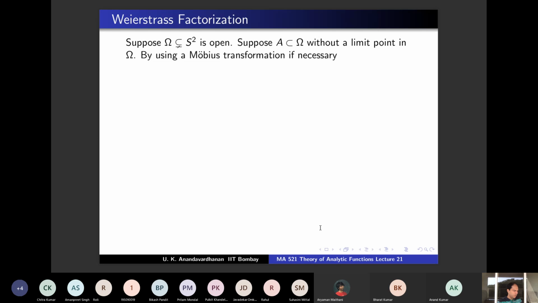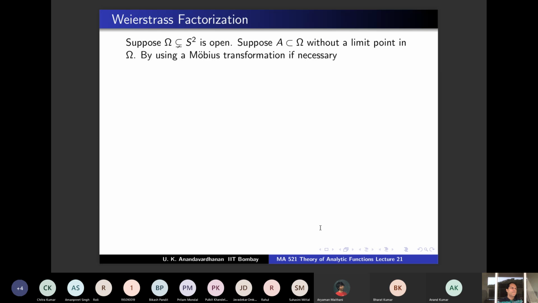Suppose A is without a limit point. One thing that we might have used earlier also, I forget, but anyway, this is true: what is a Mobius transformation? These are transformations of the form (az+b)/(cz+d). When you were doing automorphisms of the open unit disk, we saw that particular kinds of Mobius transformations are precisely the automorphisms. And for S2, the automorphisms are all Mobius transformations.